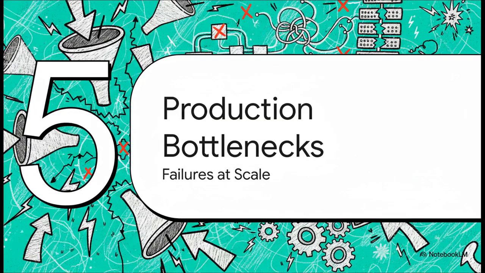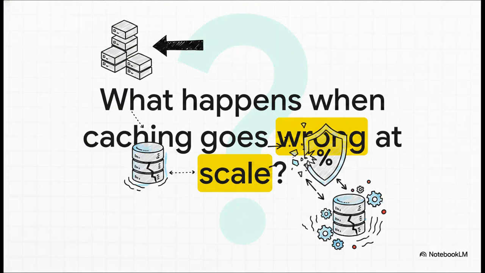Section 5, Production Bottlenecks and Failures. Which brings us to the cautionary tale of what actually breaks when caching is implemented poorly. What really happens when caching goes horribly wrong under massive scale? Well, caching hides a lot of underlying system weaknesses. If your database is fundamentally weak, a high cache hit rate will mask that reality, right up until something disrupts the cache, immediately revealing the fatal flaws of your distributed system under load.